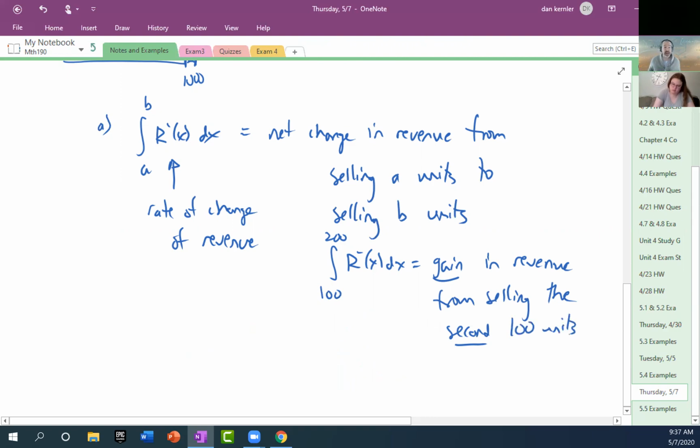So again, a definite integral of a rate of change represents net change. In this case, the rate of change is revenue, so it's the rate of change of revenue. So then the definite integral is the net change in revenue.